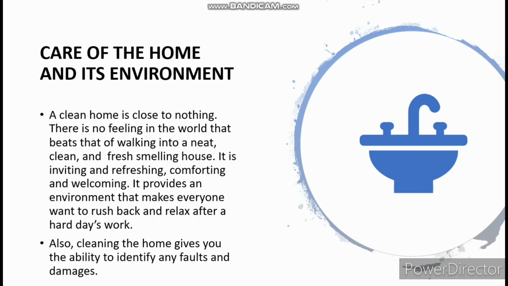Also, cleaning the home gives you the ability to identify any faults and damages. By the time you are cleaning your home, you'll be able to see something that needs your attention one way or the other, and you take care of it.